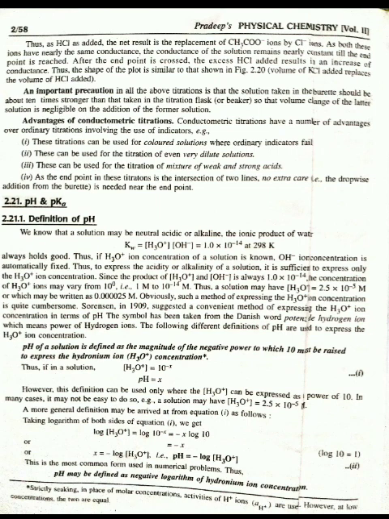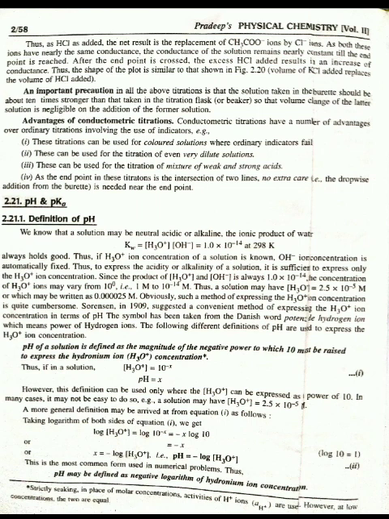Thus, to express the acidity or alkalinity of a solution, it is sufficient to express only the H3O+ ion concentration. Since the product of H3O+ and OH- is always 1 × 10^-14, the concentration of H3O+ ion may vary from 10^0, that is 1 M, to 10^-14 M. Thus, a solution may have H3O+ equal to 2.5 × 10^-5 M, which may be written as 0.000025 M. Obviously, such a method of expressing the H3O+ ion concentration is quite cumbersome.